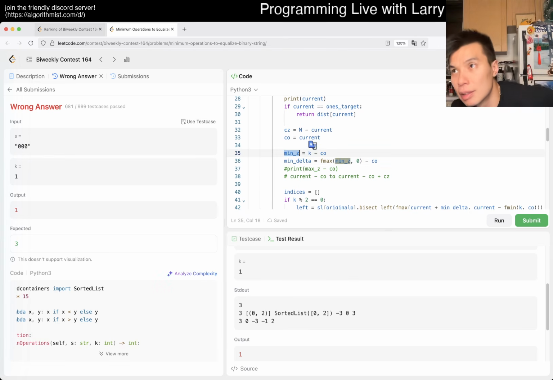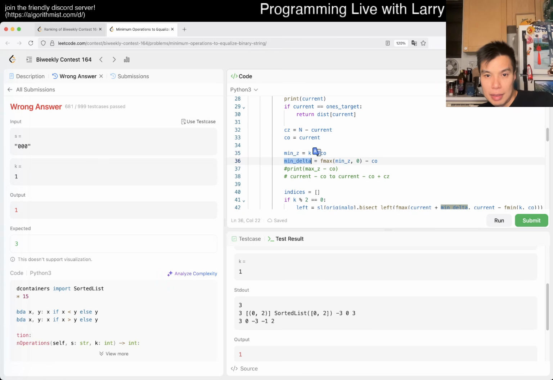Min 0 needed. Min delta. I just say we want. If it's negative, what does that mean? Is it okay to be negative? Yeah, it's okay to be negative. You just have a lot of ones. Yeah, it's okay to be negative. This one is okay to be negative.